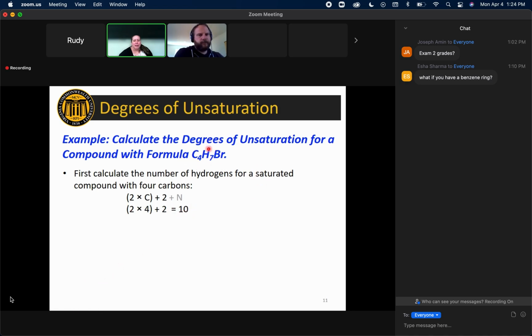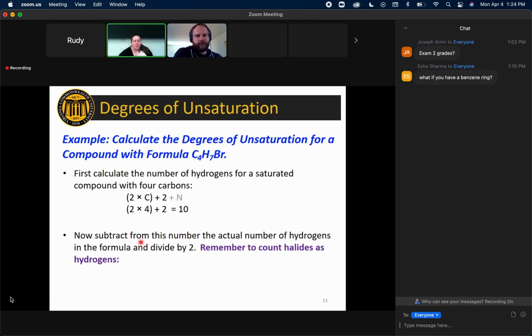So if we have 10 hydrogen atoms in our saturated version, the next thing we need to know is what the difference is. How many hydrogens do we have to take away to get to the structure? So in order to do this, we're going to take the actual number of hydrogens, subtract it from this number, and divide by 2. And the only trick here is to remember that in this case, the halogens count as hydrogens. So instead of 7 hydrogens, we're going to act like we have 8 hydrogens. So when we do 10 minus 8 and divide it by 2, that's 2 divided by 2, which is 1 degree of unsaturation.